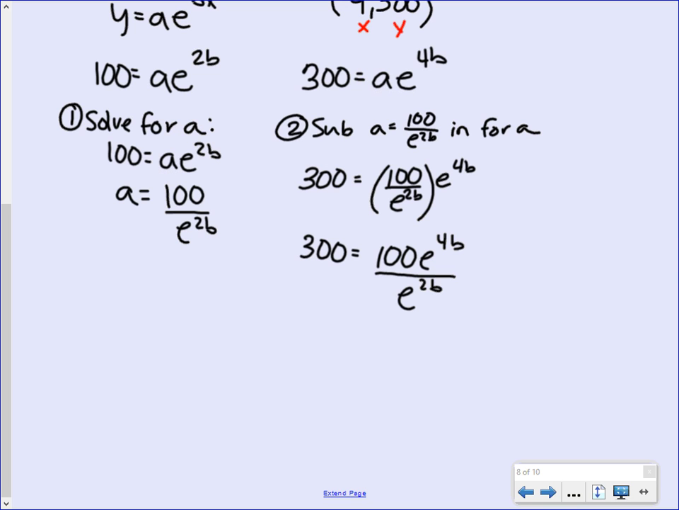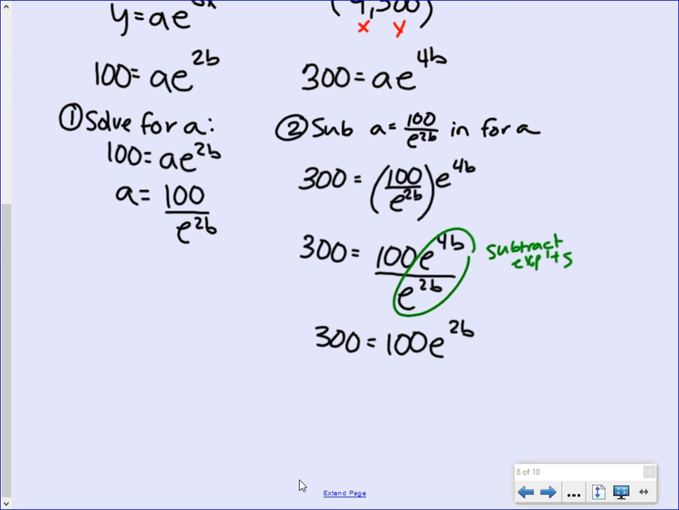How can you simplify e to the 4b over e to the 2b? Subtract your exponents. You have the same base. You're dividing powers. You may subtract your exponents. Okay, so maybe make a note in your notes here, subtract exponents. So I get 300 equals 100 times e to the 2b. That looks a lot better. I don't have so much stuff going on. And now I can solve for my exponent.